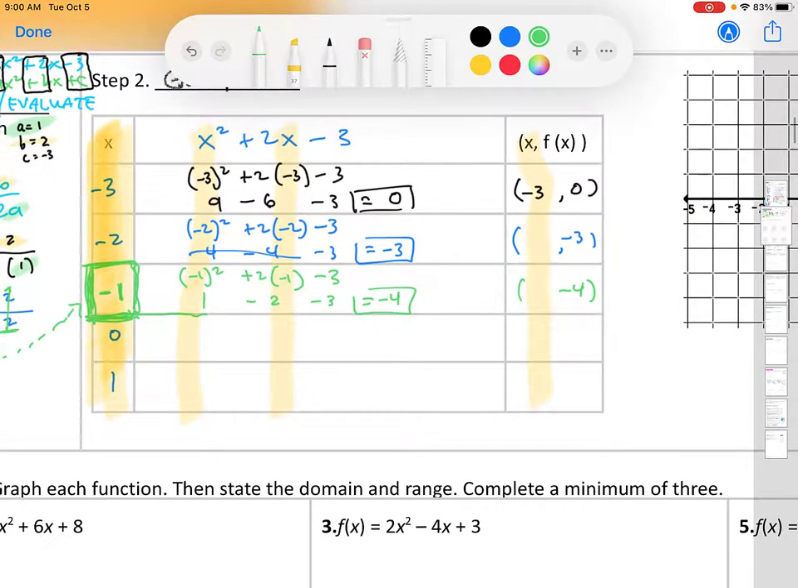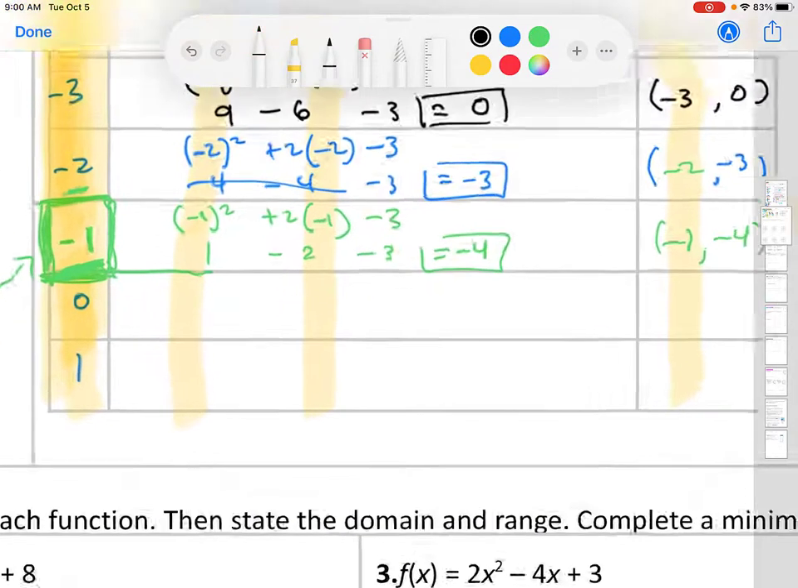Oops, I forgot to write the other value. So again, over from here, that's negative 2, and over here, it's negative 1. Hopefully you're getting the hang of this.